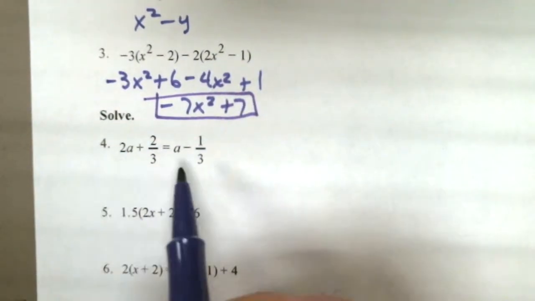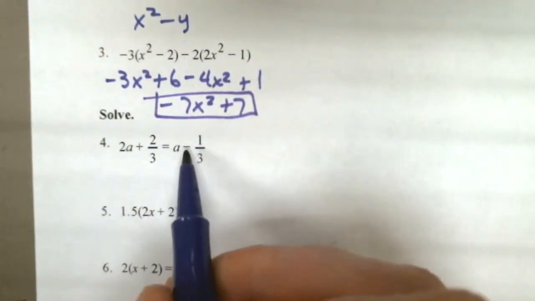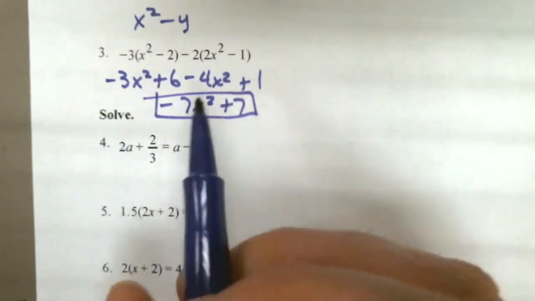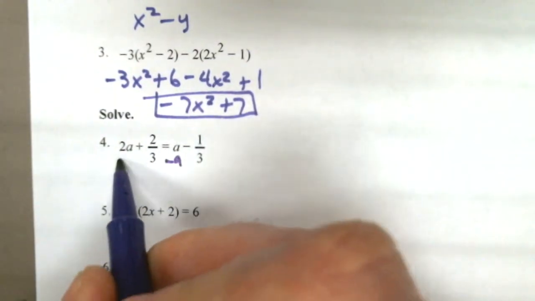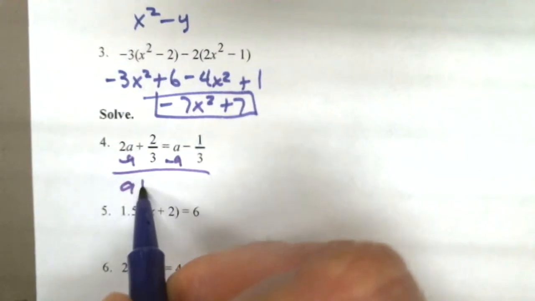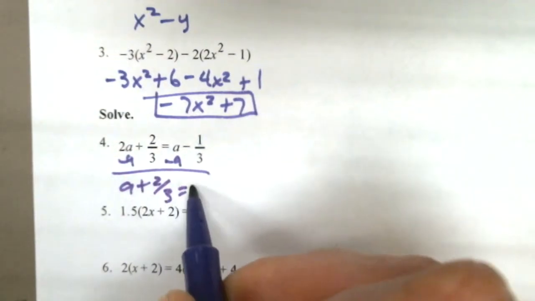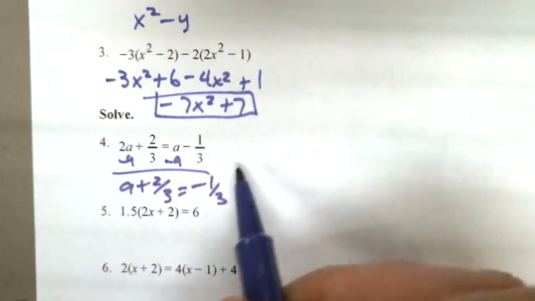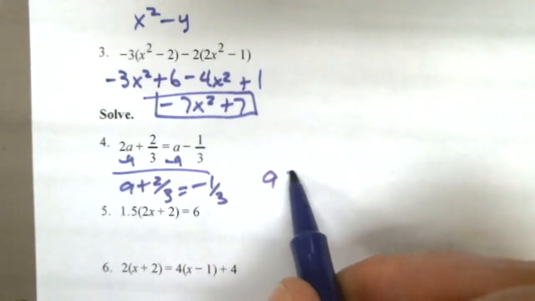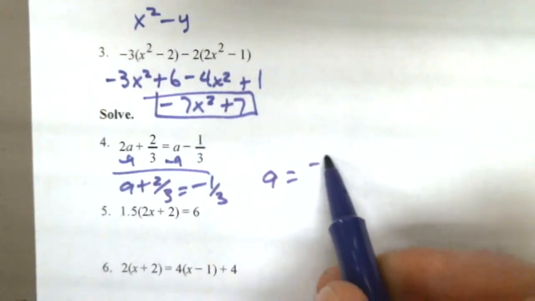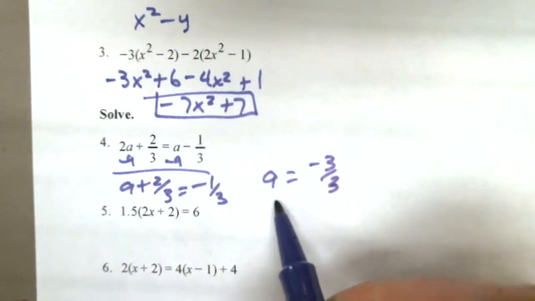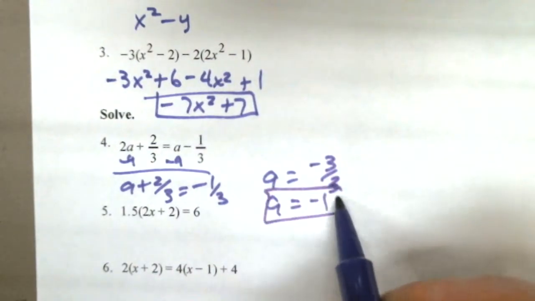Question number 4. We need to put our like term a's on the left side and the numbers on the right side, so I'm going to subtract a from both sides first, giving me a plus 2/3 equals negative 1/3. Subtracting 2/3 from both sides, I get a equals negative 3/3, which is the same as a equals negative 1.